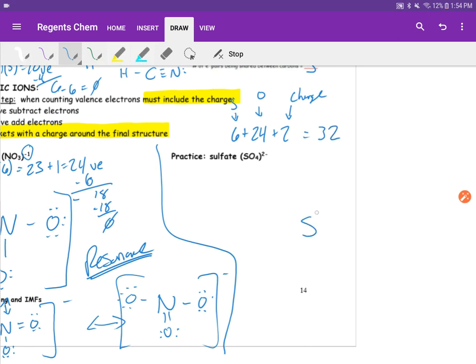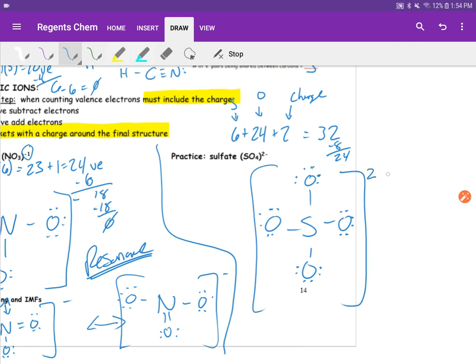So here we go. Sulfur, 4 oxygens, single bonds first. Minus 8, I've got 24. Oh, look, it's going to work out perfectly. There is no double bond or triple bond needed in sulfate here. Brackets, my charge is a -2.